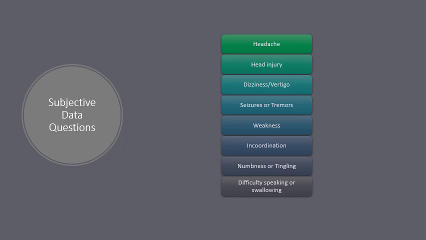Our subjective data questions include, have you been having any headaches? And if the answer is yes to any of these, you would explore them further. Have you had a head injury? Do you experience any dizziness or vertigo? Have you had any seizures or tremors? Do you have any weakness? Any change or lack of coordination? Are you experiencing any numbness or tingling? And are you having any difficulty speaking or swallowing?